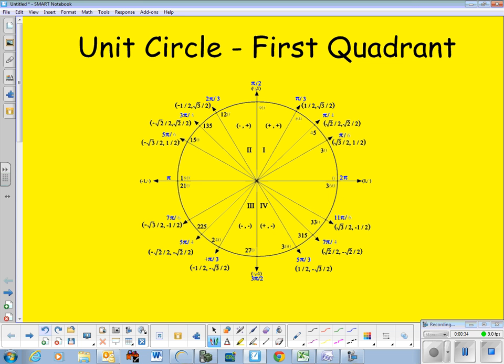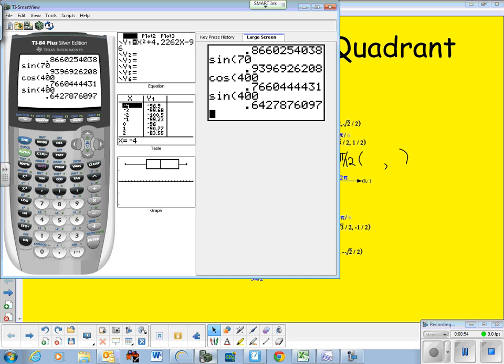I could do 15 right here. I could say this is 15 degrees. I could say this is pi over 12. That's half of pi over 6, just like 15 is half of 30. And I could give the cosine and sine coordinates of 15 degrees. They are cosine 15 and sine 15, 0.97 and 0.26.